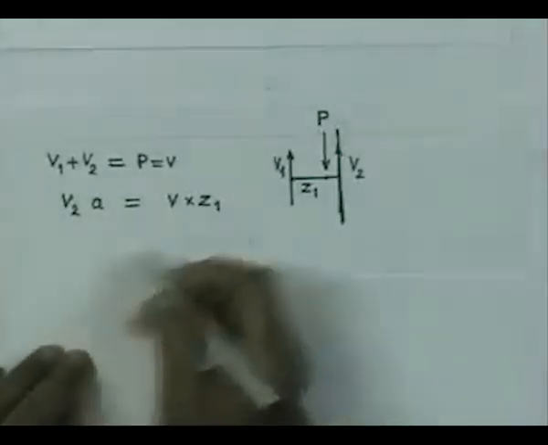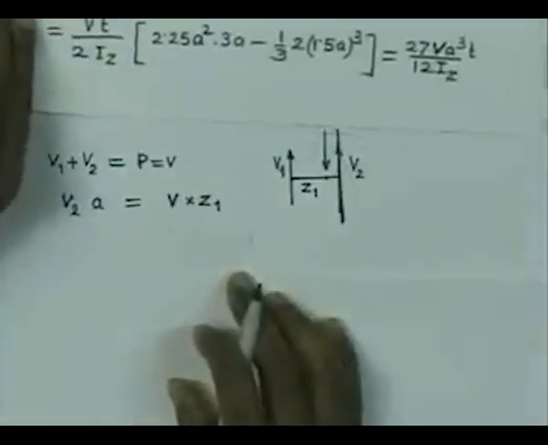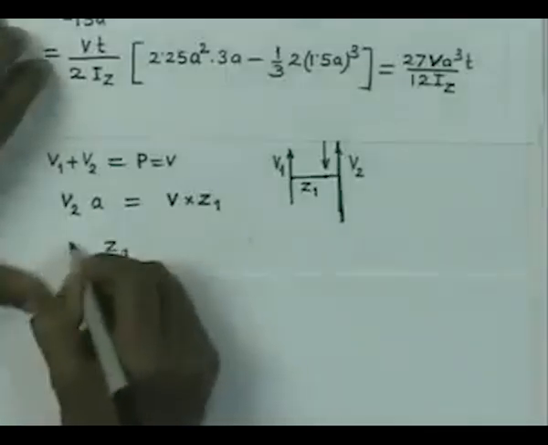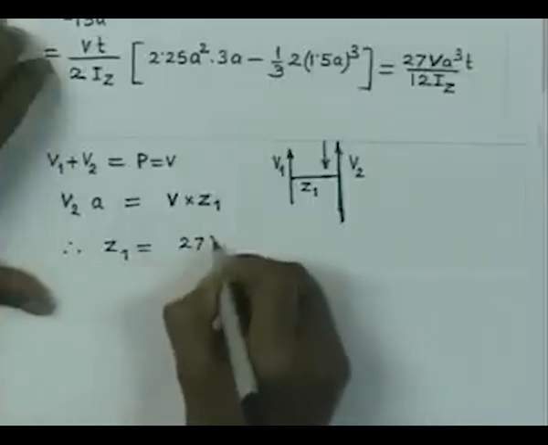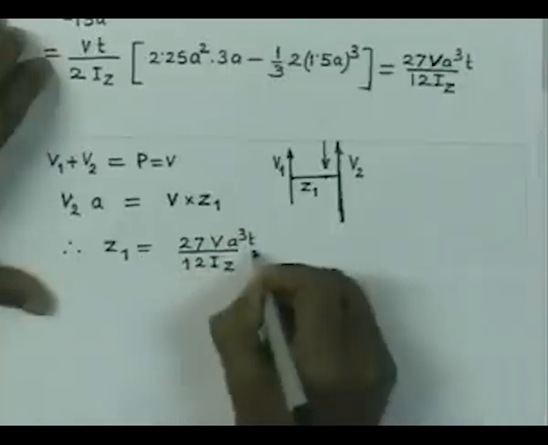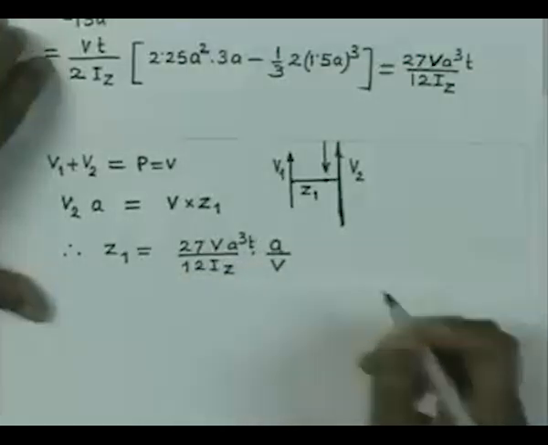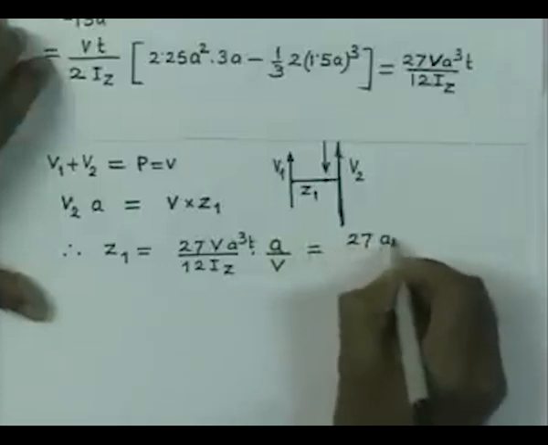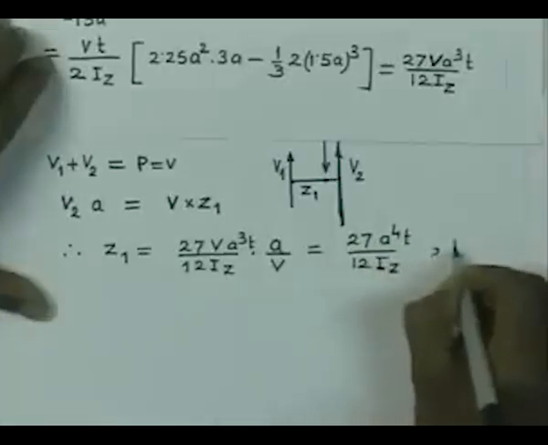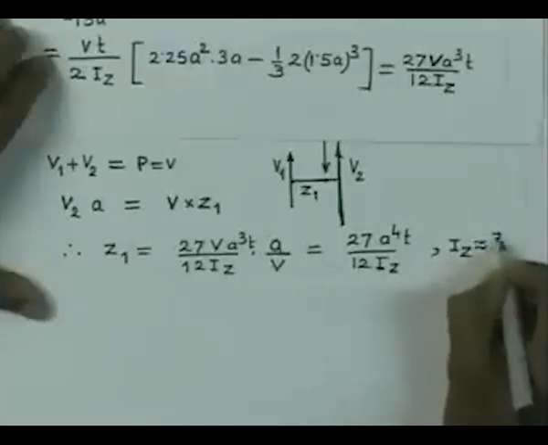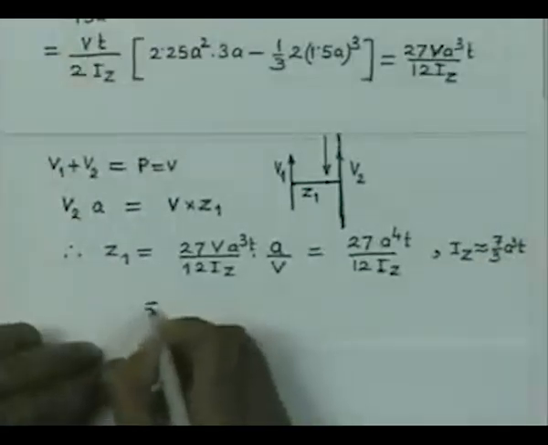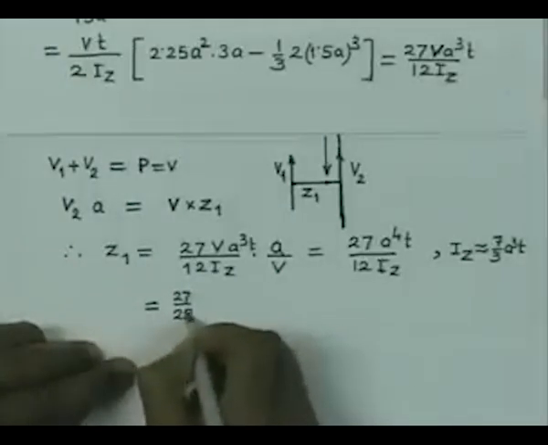Now, we have already obtained V2 as 27 V A cube T by 12 I Z. So, therefore, this Z1 is equal to 27 V A cube T by 12 I Z into A by V, and this gives us 27 A4 T by 12 I Z, and I Z for this cross section is approximately equal to 7 by 3 A cube T, and therefore, this Z1 comes out as 27 by 28 A.